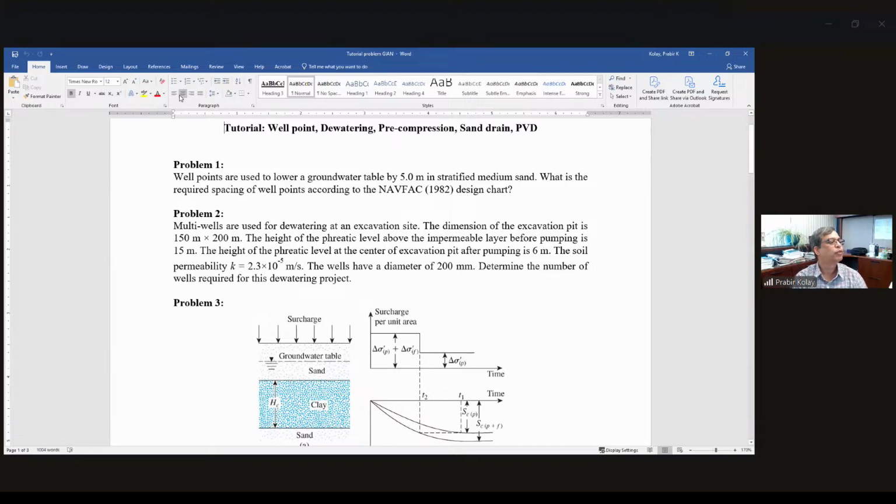So the first problem is here: a well point system used to lower the groundwater table in stratified medium sand. What is the required spacing of the well point according to the NAVFAC design chart? I should have given this problem earlier. Then I could share my screen and see what I can do.